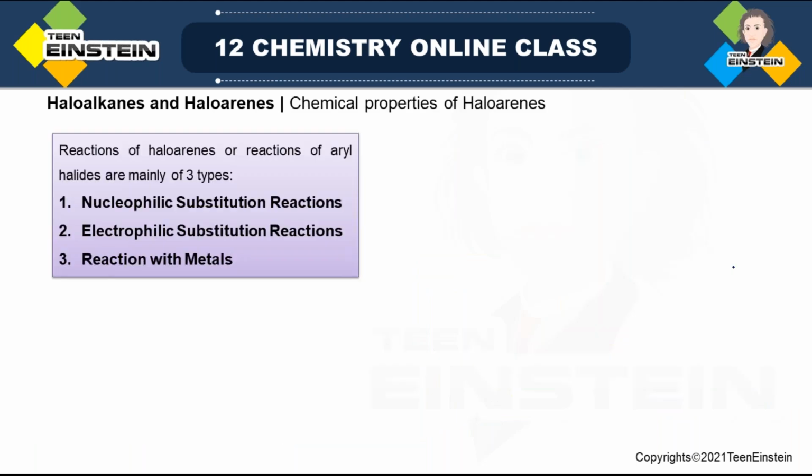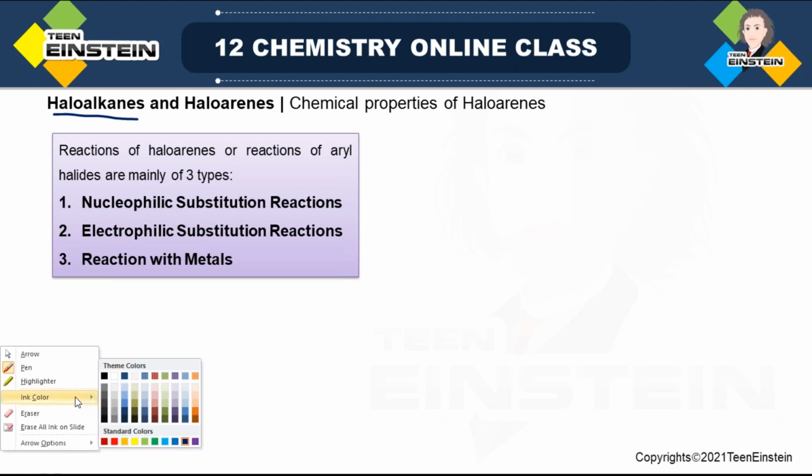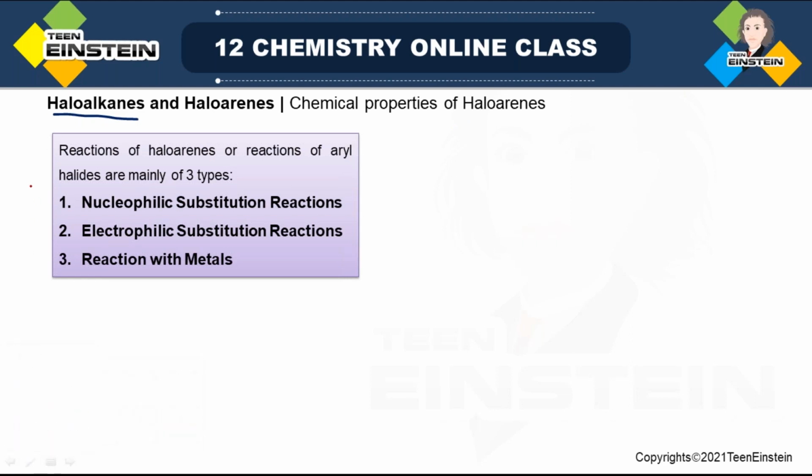So now we have finished the chemical properties of haloalkane. Next there will be chemical properties for haloarenes. That means here we will discuss those molecules where halogen is directly attached to aromatic ring. So this is haloarene. Now in case of haloalkanes, we have seen 4 types of reaction possible: nucleophilic substitution, elimination, reaction with metal, and the number 4, reduction.